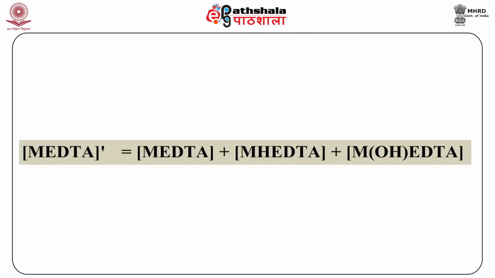Now, consider MEDTA' as the total concentration of the complex under study. So, this MEDTA' is equal to the concentration of MEDTA, the concentration of MHEDTA plus the concentration of MOHEDTA. Here M' concentration, EDTA' concentration and MEDTA' concentration are respectively called the apparent concentrations of the metal ion, EDTA and the complex.